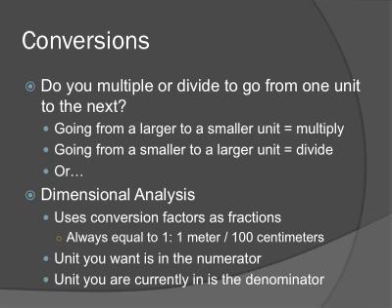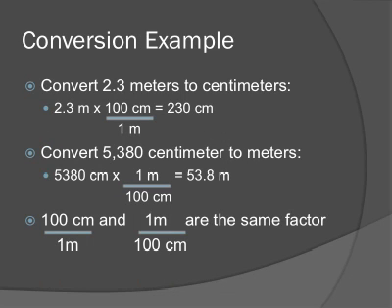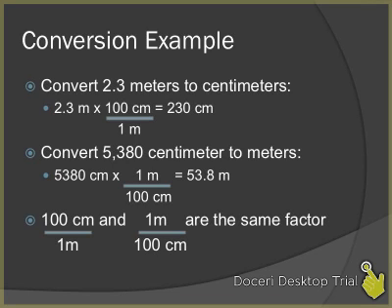So let's do an example. For instance, if we are trying to convert 2.3 meters to centimeters, what I always say to do is you always start off by writing down what the problem's giving you. So the problem's giving you 2.3 meters. And then where are you going to? So we're going to centimeters.